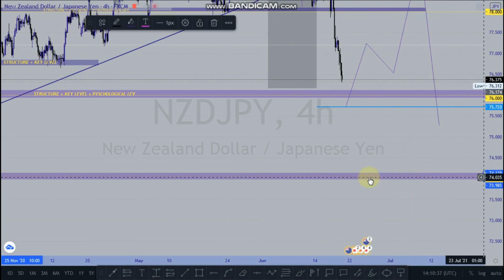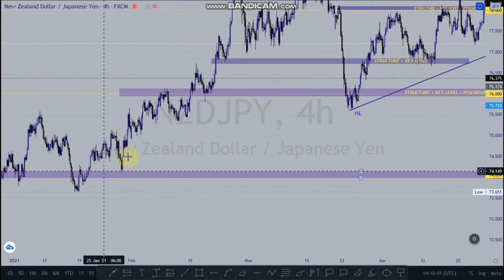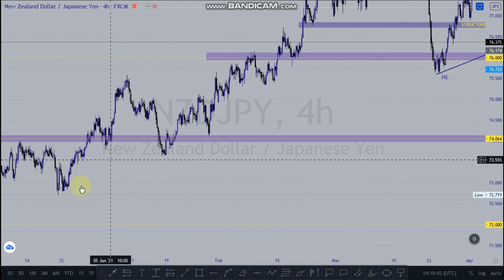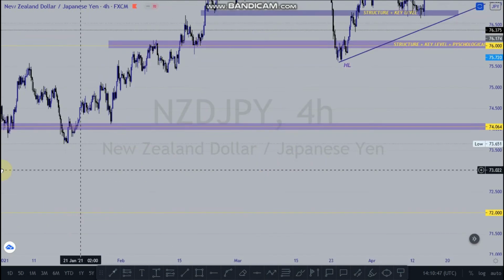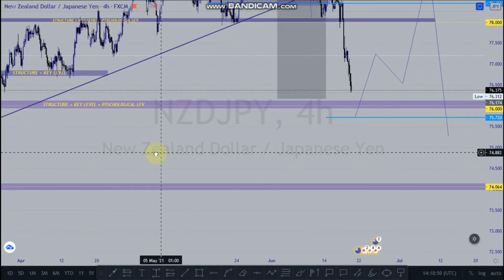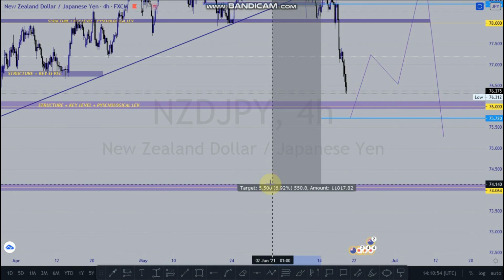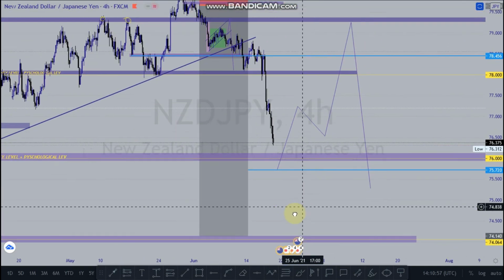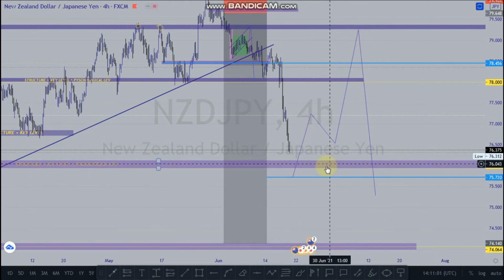Yes, we need price at this region. You see, we need price at this region, where price has been rejected, respected multiple times. So I'll be swinging this pair. If price pulls back to that region, almost 550 pips, yes, I'm swinging. Or we could have something like this.